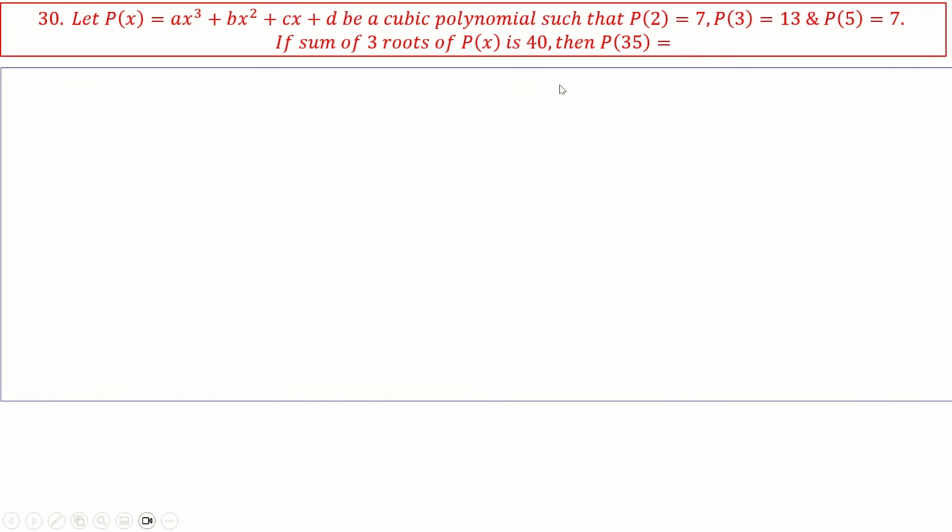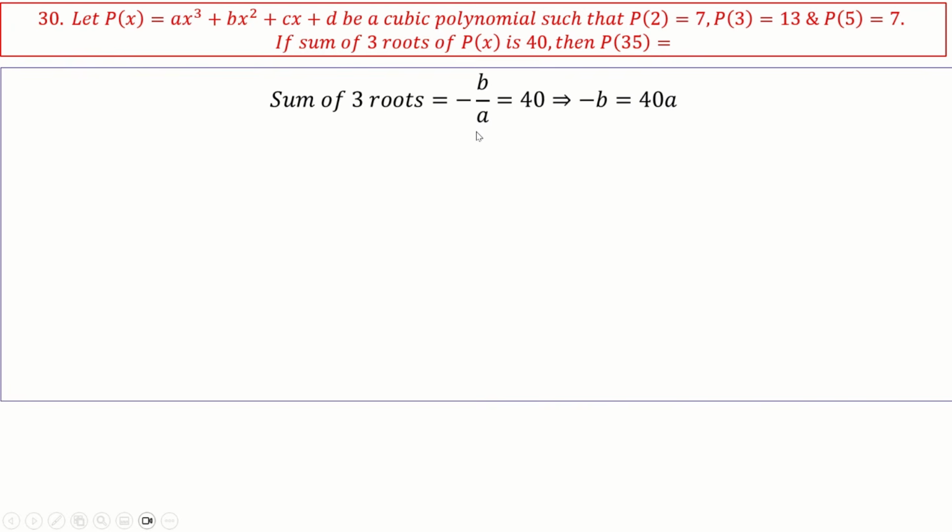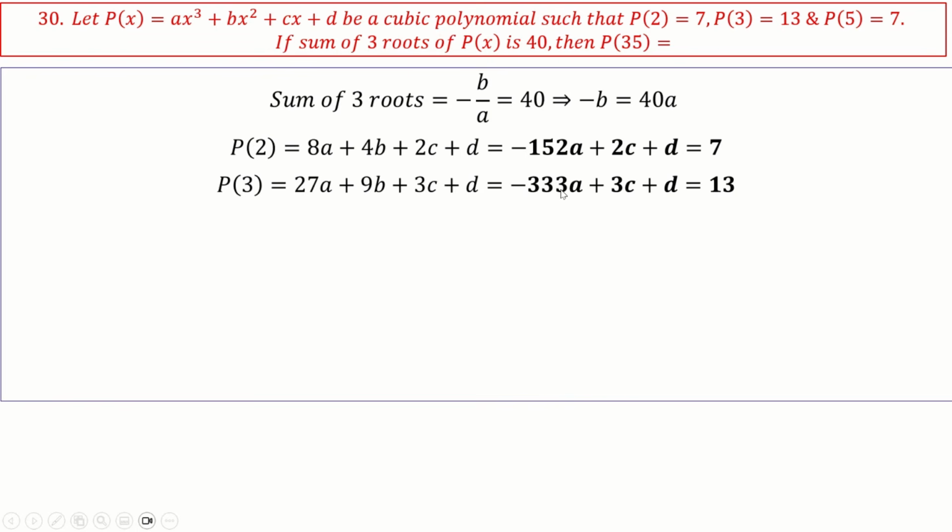So the first thing I know is that the sum of the 3 roots of p is 40. The sum of the 3 roots from this expression is minus b by a, so minus b by a is 40, or minus b equals 40a. Next, p of 2 equals 7. If I substitute b equal to minus 40a, I eliminate one variable, which is b. So minus 152a plus 2c plus d equals 7. Similarly, from p of 3, I get minus 333a plus 3c plus d equals 13. From p of 5, I get minus 875a plus 5c plus d equals 7.